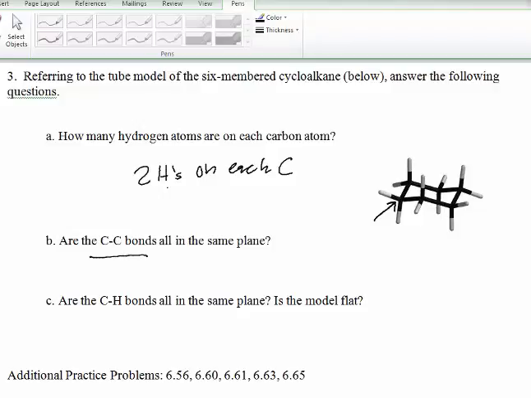The next question is, are all the carbon-carbon bonds in the same plane? And as I said before, we have some carbons pointing sort of in an up direction, some pointing in a down direction. So these bonds will not all be in the same plane. They're in different planes.